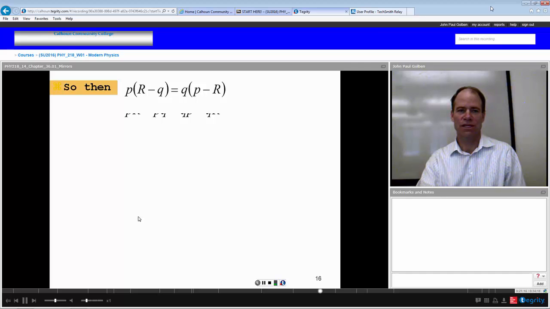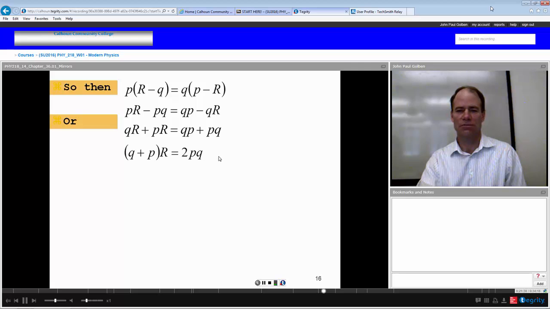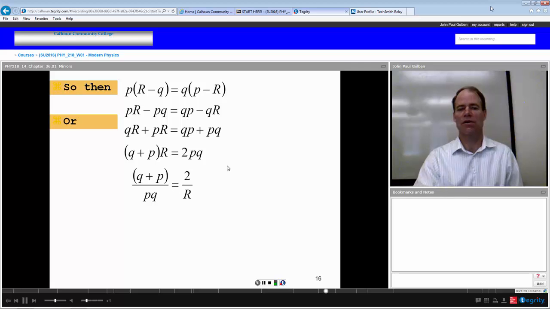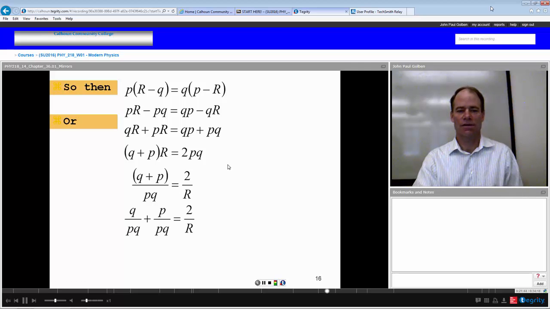we can proceed through these different steps, multiplying through, and then we'll divide and put all the q and p terms together, divide through by q plus p, and we have q plus p over p times q is equal to 2 over r. I could write that as, get rid of the q's on these terms and the p's on this term.